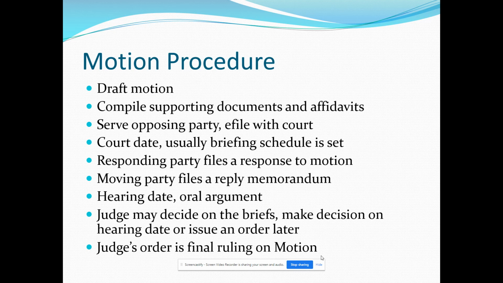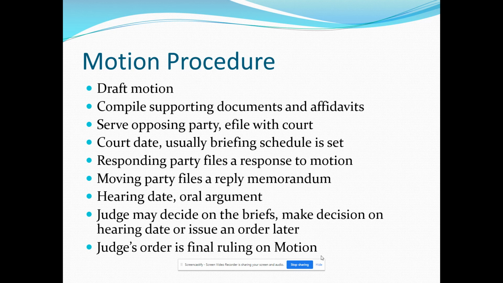A lot of times at that court date, if it's something procedural, the court will make a ruling on that date. But if it's something more complex, the judge will say, well, let's set a briefing schedule on this. We're going to have everybody have an opportunity to do their legal research and present their best arguments. So then the responding party would file a response to this motion, and then the moving party will file a reply to the response. There is a date for some sort of oral discussion or oral argument on the hearing date. And then the judge makes their decision.